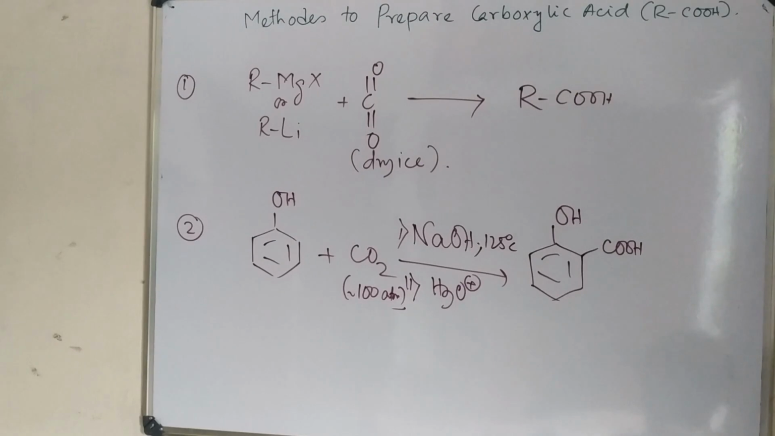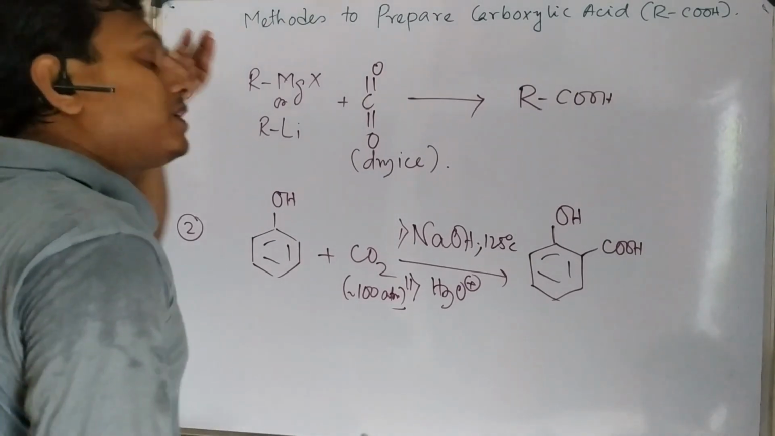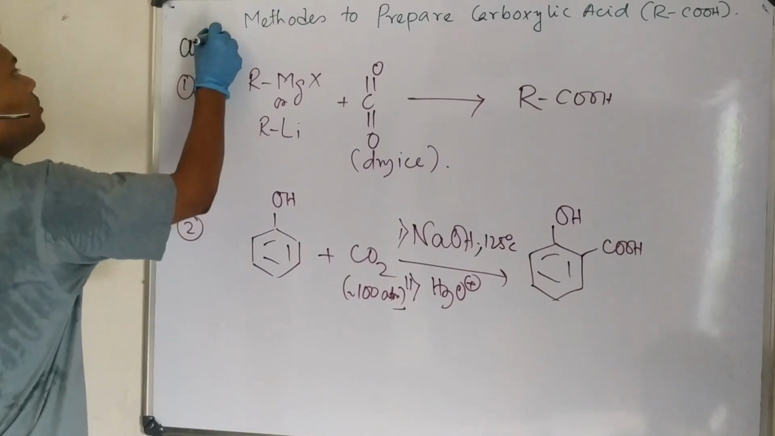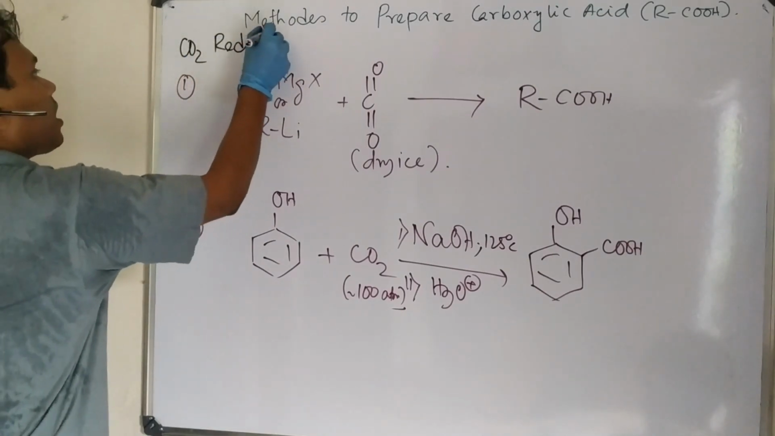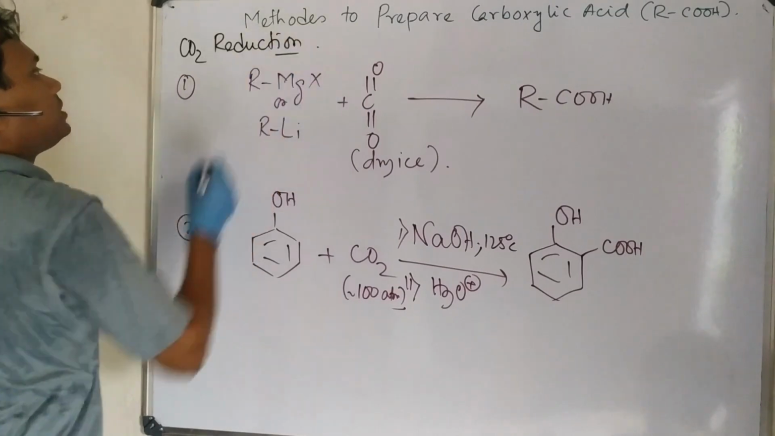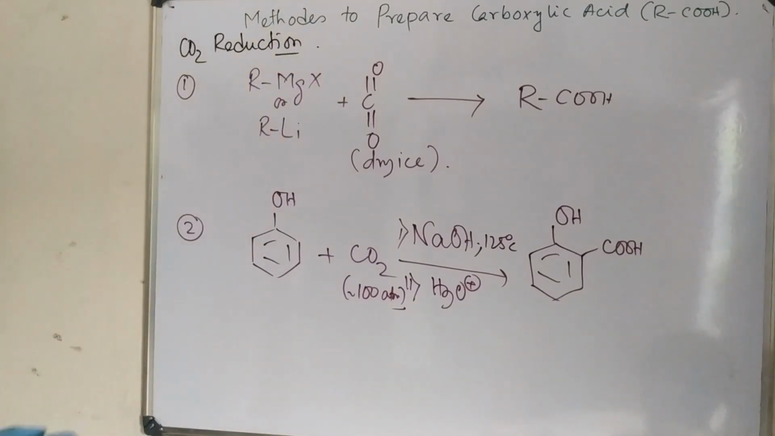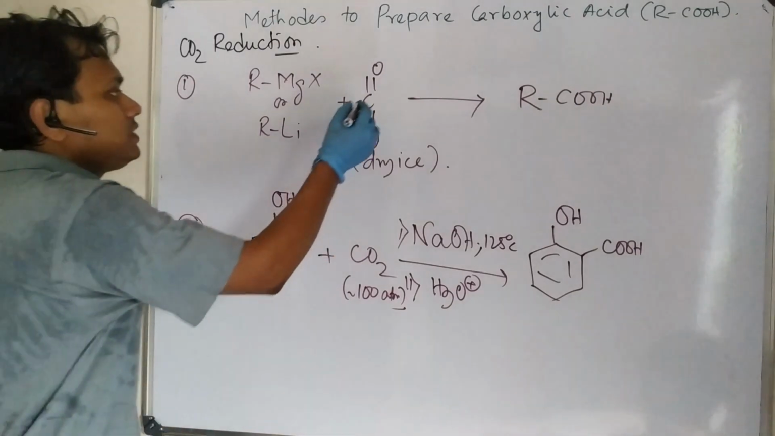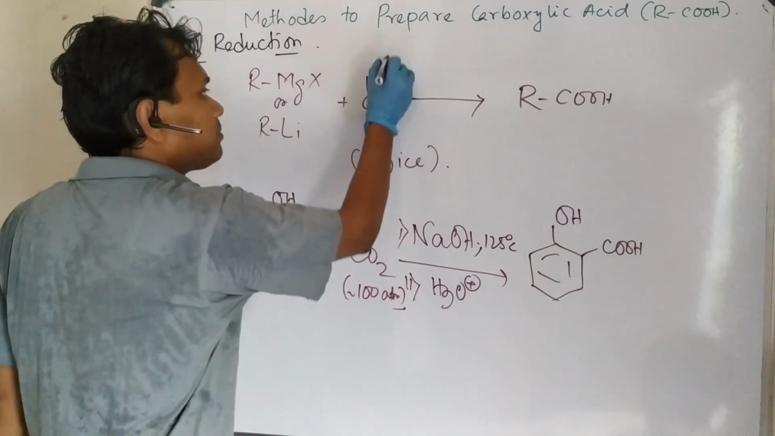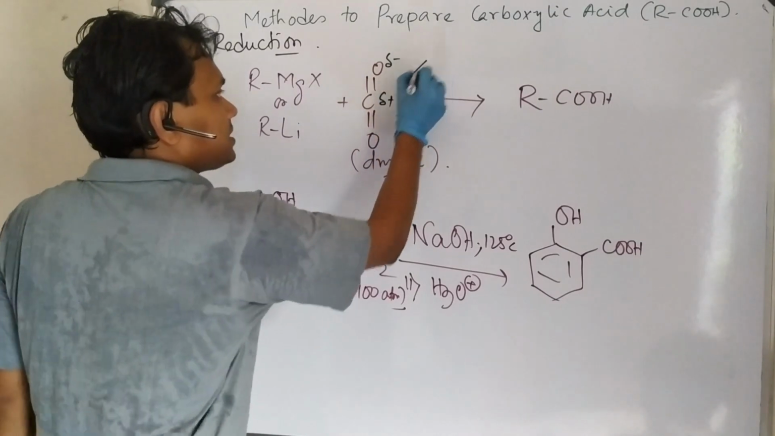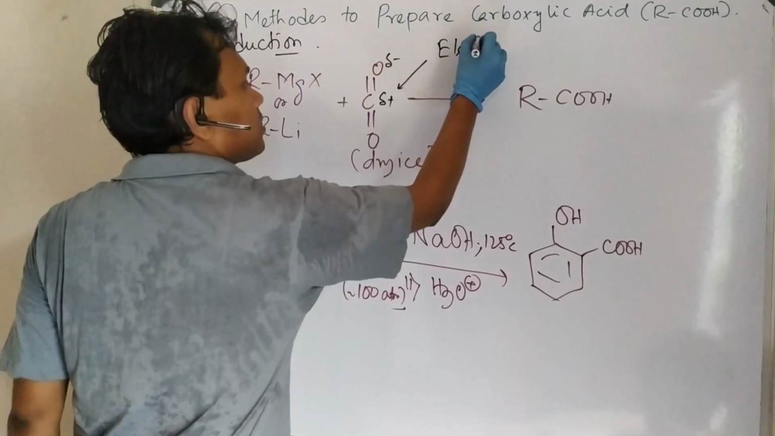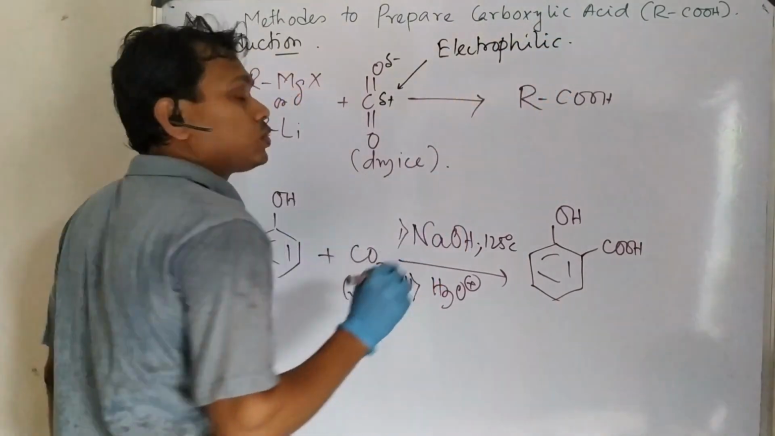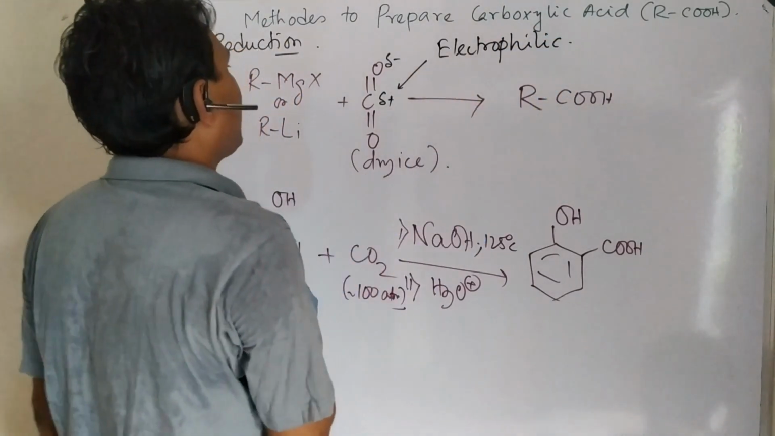Let's come to the last part of this talk, which is CO2 reduction. CO2 reduction will result in carboxylic acid. The basic concept is that in carboxylic acid, this carbon is delta plus and this is delta minus, so this center is electrophilic. So what do we need? We need a nucleophilic carbon center.